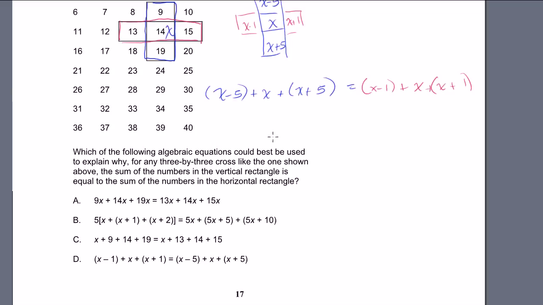Actually, this is exactly what I wrote up here if you just switch the left and the right-hand side. And you can do that because it's equality. They wrote this here, and they wrote this here. So this is what I could use to prove that the sum of the vertical rectangle is equal to the sum of the horizontal. If I wanted to keep going, you'd notice that these 5s would cancel out, these 1s would cancel out, you'd get 3x is equal to 3x, and that would complete your proof. Next problem.